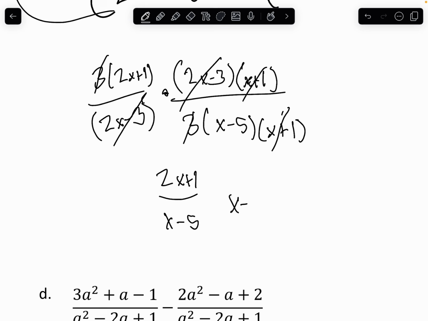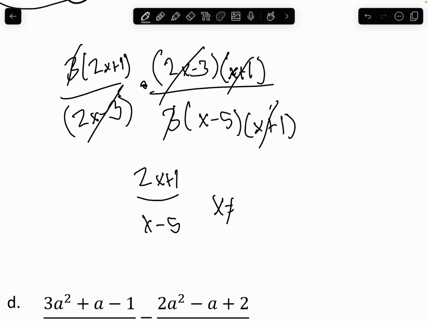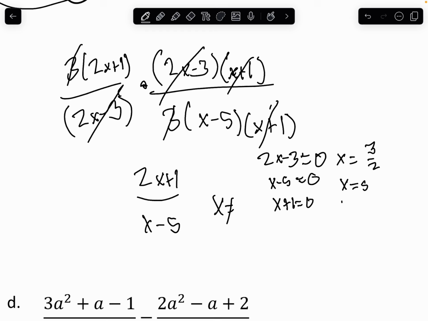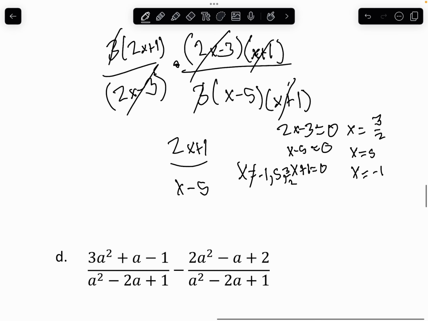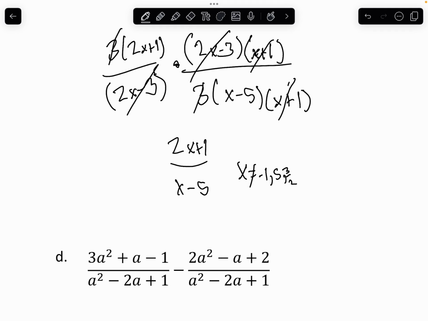And now we gotta do what x cannot equal. So x cannot equal, or you set to the bottom, so you set them equal to 0. X equals 3 halves, x equals 5, x equals -1. So x cannot equal -1, 5, and 3 halves. Sorry, that got a little messy. So this is our answer right here.